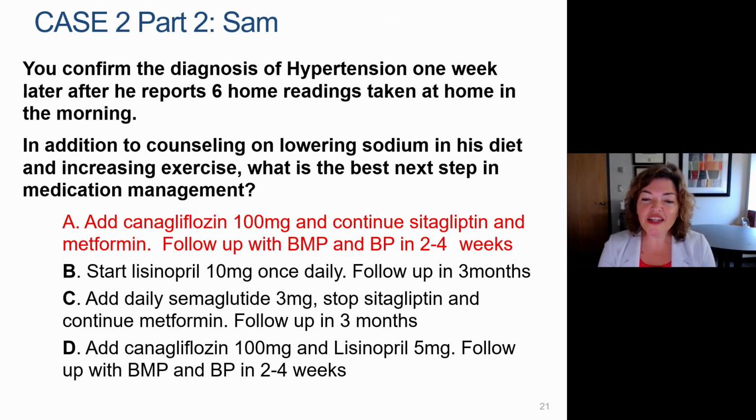And so adding the canagliflozin actually will address three things at the same time. Lower his blood pressure, slow his progression to nephropathy, and lower his A1C. Now, why wouldn't we start lisinopril? Well, because lisinopril will not do all those things, number one. And why wouldn't we just add both?